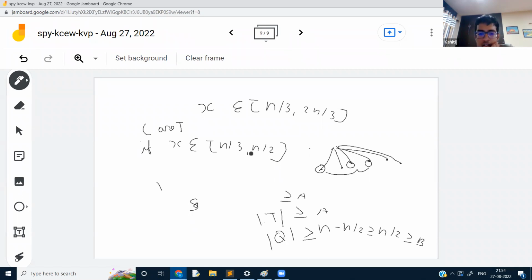So we can find a set in this of size A, find a set B in this, and assign the rest to C. This is at least A, this is at least B. We have partitioned into 2. So now we have solved for this. Did you all get this?